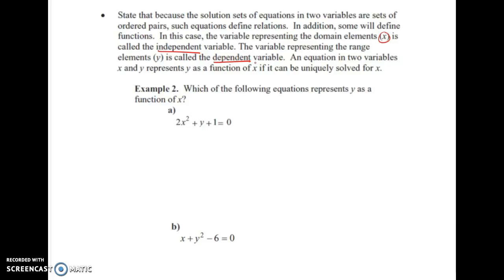An equation in two variables, x and y, represents y as a function of x if it can be uniquely solved for y. So example 2. Which of the following equations represents y as a function of x? So when we look at this, we can at least attempt to get y by itself here in the following way. So y equals, and I'll subtract 2x squared, but also subtract 1 at the same time, which will yield y equals negative 2x squared minus 1.